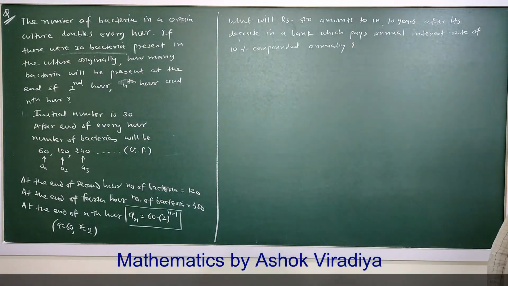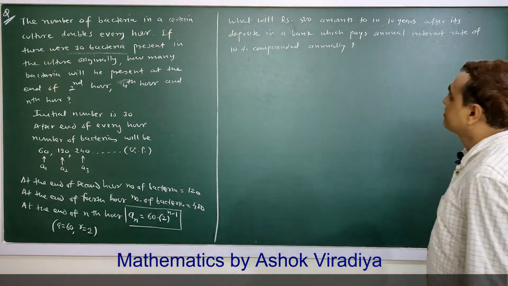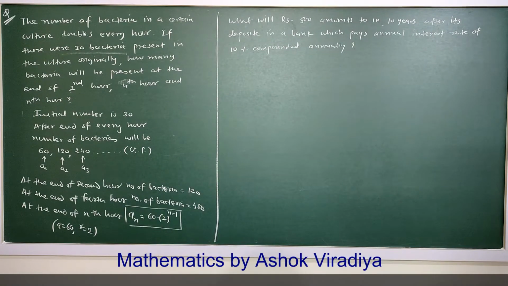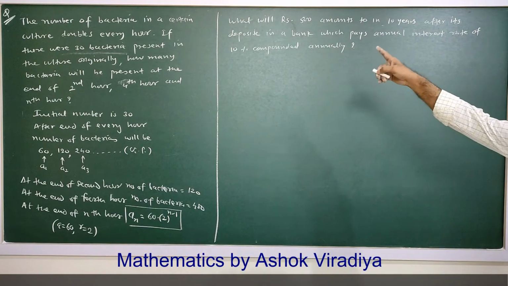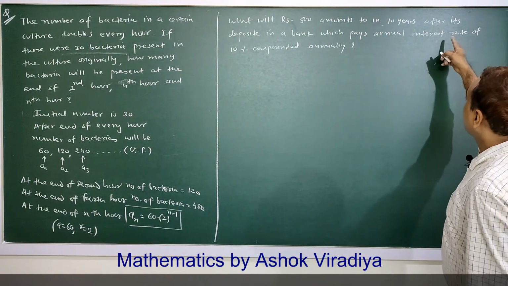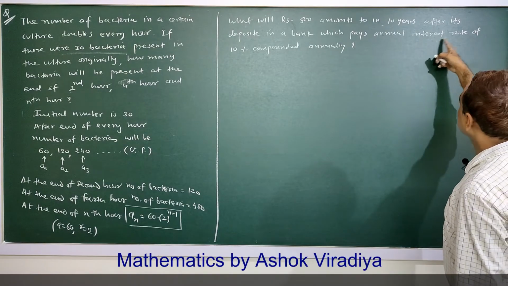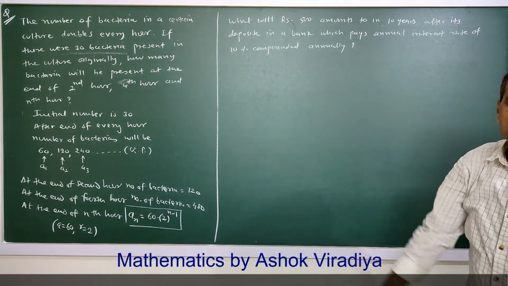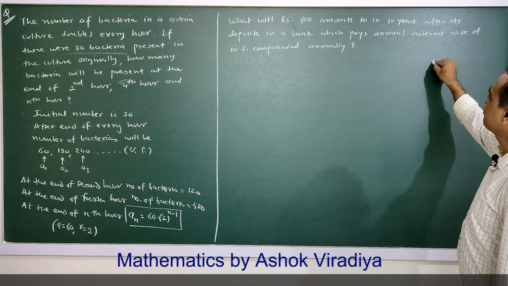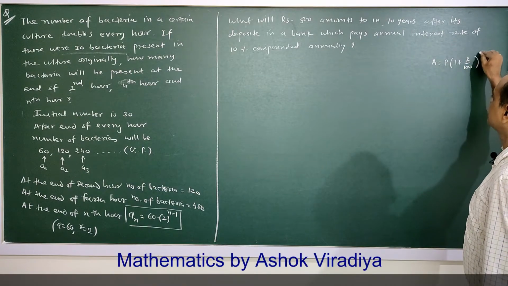Now here, what will be rupees 500 amount to in 10 years after its deposit in a bank which pays annual interest rate of 10% compounded annually? See, the formula to calculate compound interest is A equal to P into 1 plus R upon 100 raised to n.